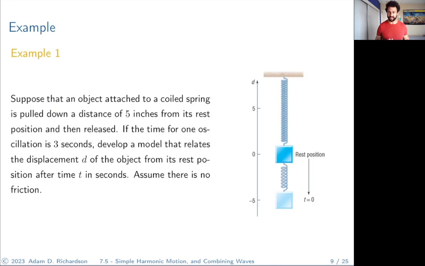All right, now let's look at an example. Here's a classic example with the spring. Suppose we have an object attached to a coiled spring, and it's pulled down a distance of 5 inches from its rest position and then released. So you release it and it shoots up and then falls down, and shoots up and falls down. If the time for one oscillation is 3 seconds, let's develop a model that relates the displacement d of this object from its rest position after time t in seconds. And we're going to assume there's no friction.